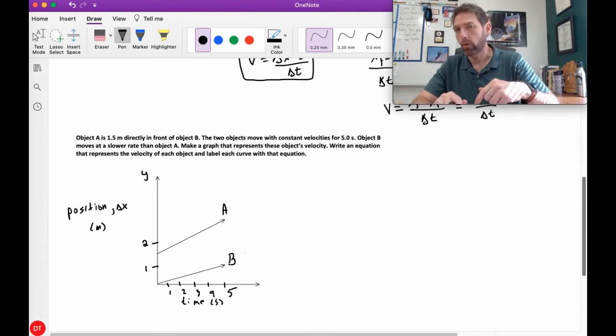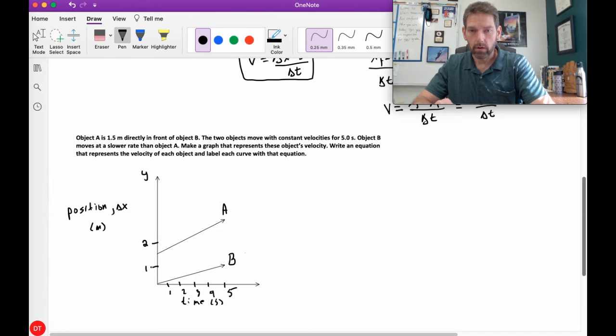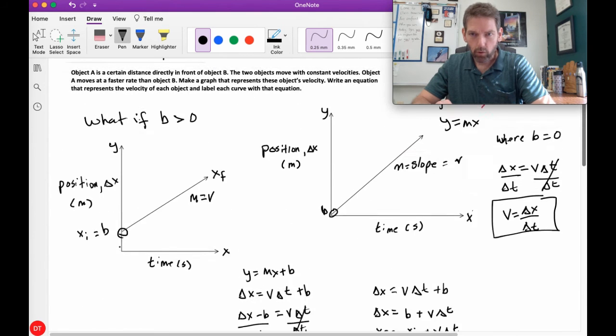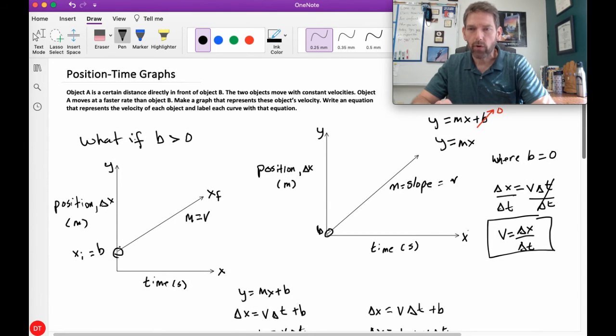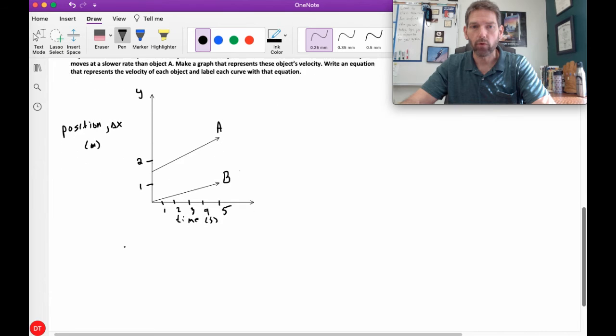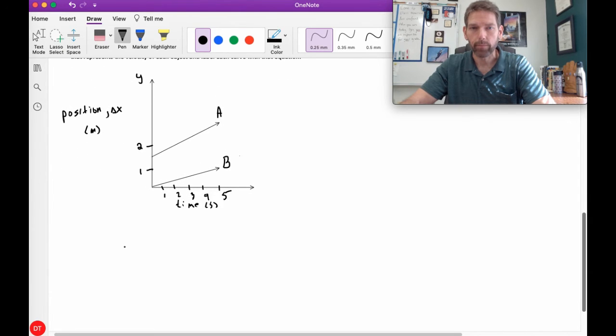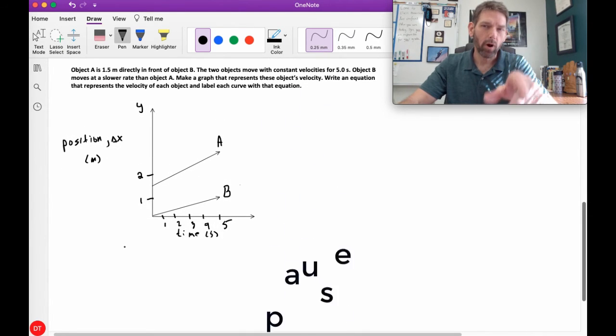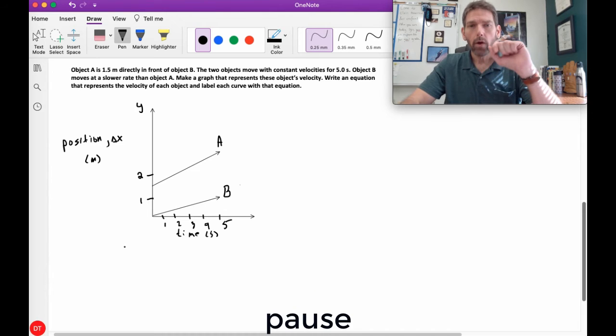Okay, so now let's think about the equations for just a second. Let's go back to what we've done up here as far as our relationships go, and we can use this to help us out with the way that we've drawn this here. So pause the video and then come up with your equations for what is here, and let's see what you've got.